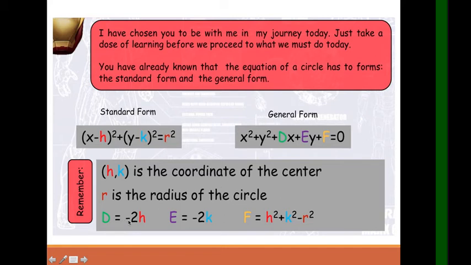D is equal to negative 2 times h, and E is equal to negative 2 times k, while F is equal to h squared plus k squared minus r squared. So these are the formulas to get this D, E, and F.